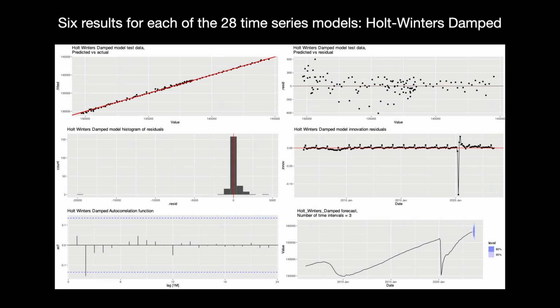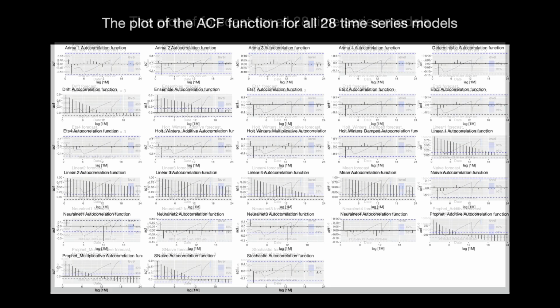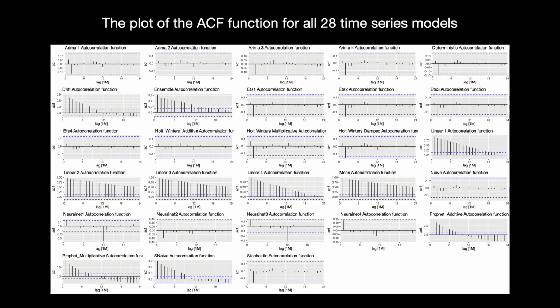Here's another one. It does even more than that. It gives you forecasts, graphs of the forecast, for all 28 time series models. And it gives you the autocorrelation function for all 28 of them. And what this is measuring is, do we have something called white noise? So white noise means that you're only working with signal. You're not actually trying to model noise, which would be incorrect.